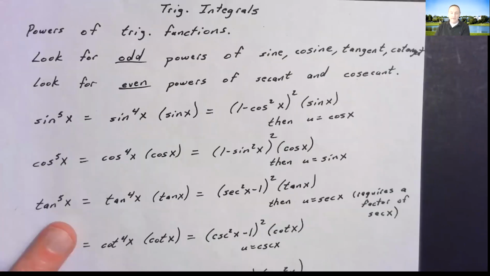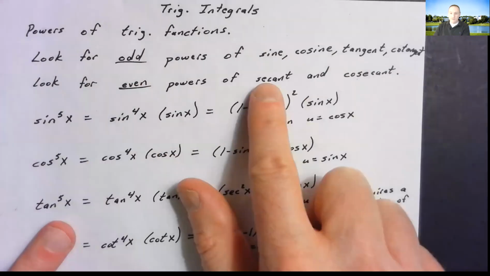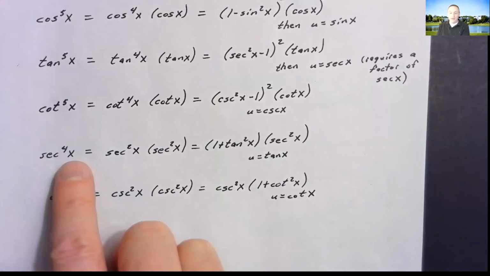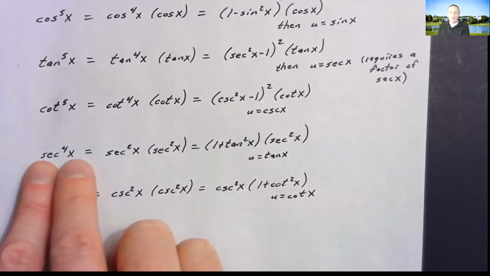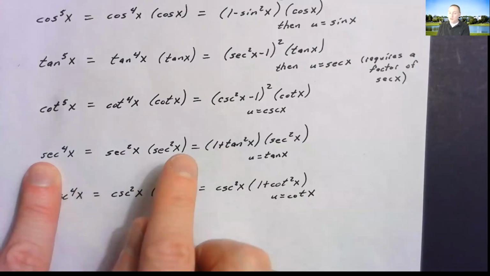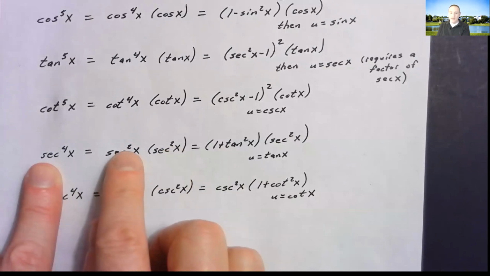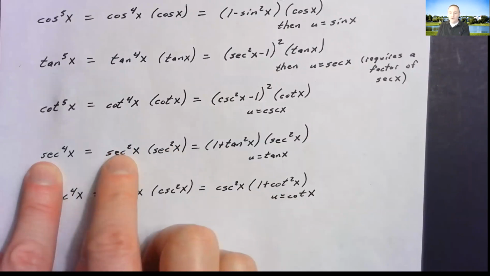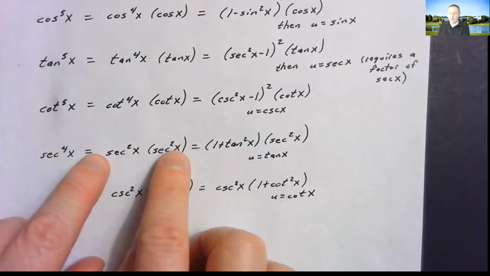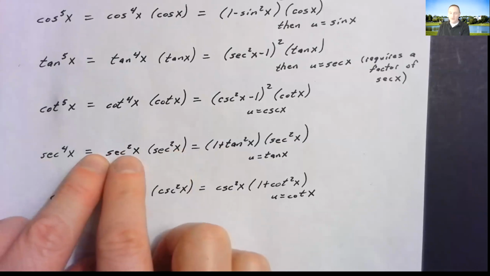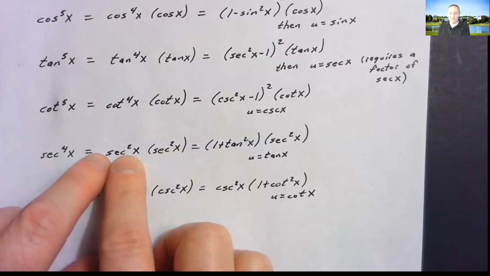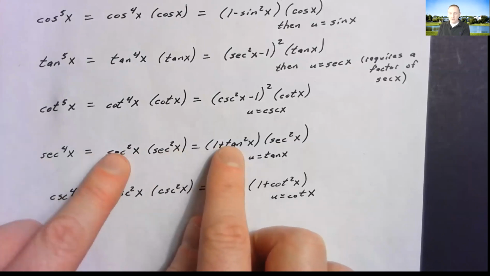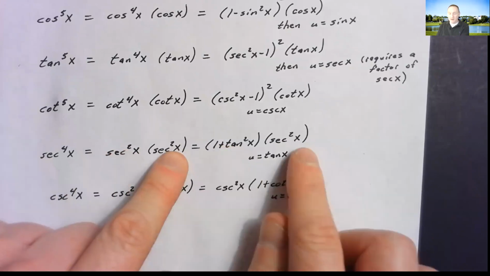Now, on the other hand, I said you look for even powers of secant and cosecant. So if I have, say, a secant to the fourth, what am I going to do? I'll break all but two powers down, and I can say secant to the fourth is secant squared times secant squared. I'll call the first secant squared what it's equal to in terms of tangent. Well, it's 1 plus tangent squared. So this takes the place of the first secant squared, and I leave my second one in there.